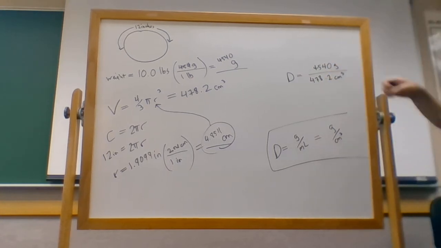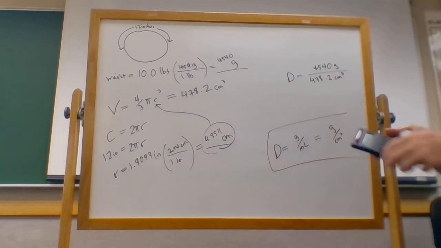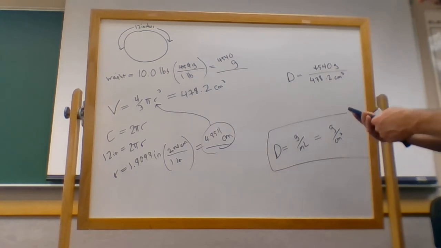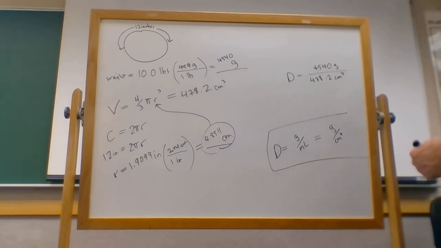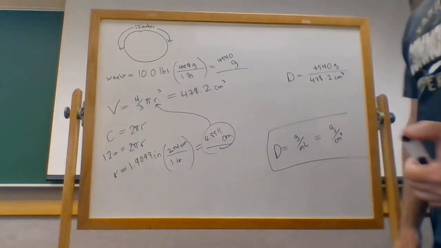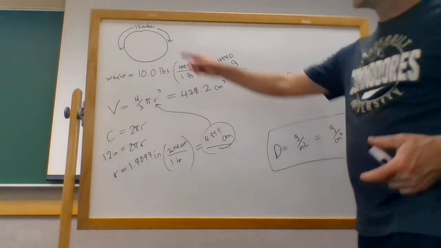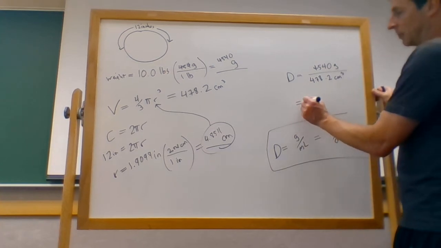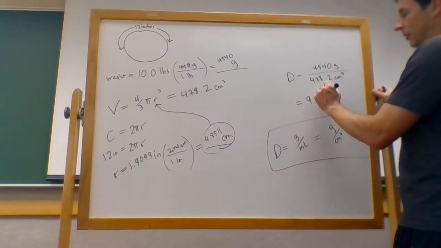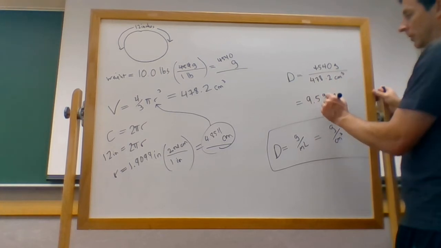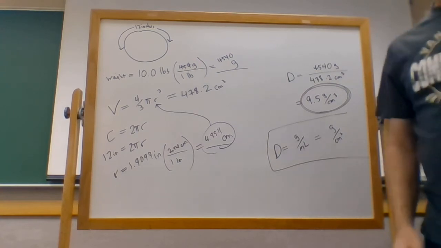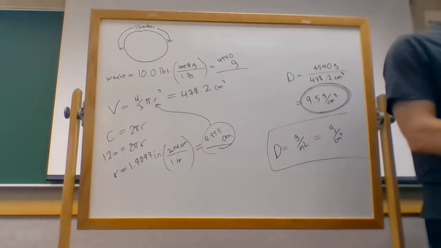So if I have grams per centimeter cubed, all I have to do is divide it. That will be my answer. So I got about 9.49, but technically the sphere was given as 12 inches, which is only 2 sig figs. So I'm going to round it to 9.5. So my density is going to be 9.5 grams per centimeter cubed. That's my final answer right there. All right. So now we have one more problem.